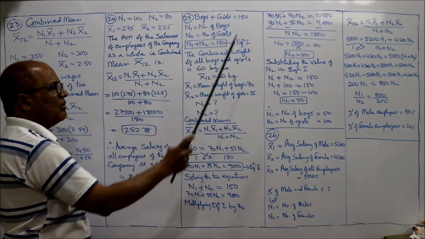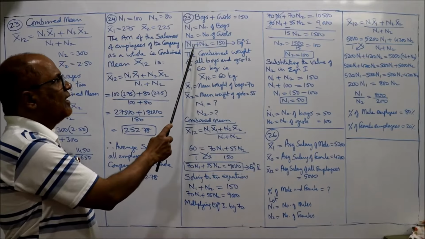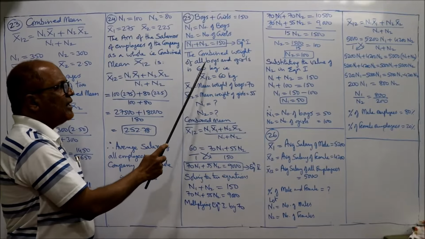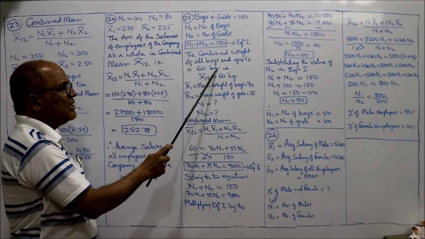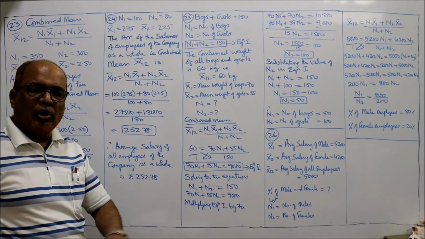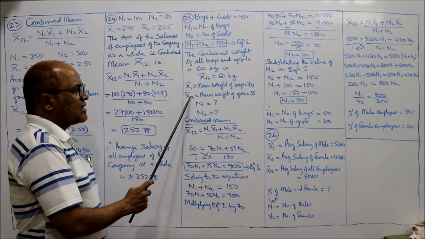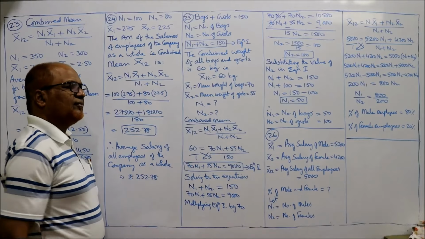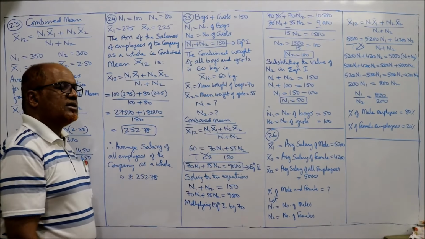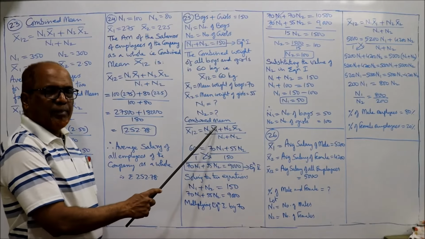Make it as equation 1. For our calculations purpose, make it as equation 1. N1 plus N2, boys और girls मिलाकर 150 है. The combined weight of all boys and girls is 60 kilogram. That is X bar 1 2 is 60 kilogram. X bar 1 mean weight of boys 70, X bar 2 mean weight of girls 55. Now N1 is equal to how much? N2 is equal to how much? How many are boys? How many are girls? That is the problem. अब combined mean का formula apply करेंगे.